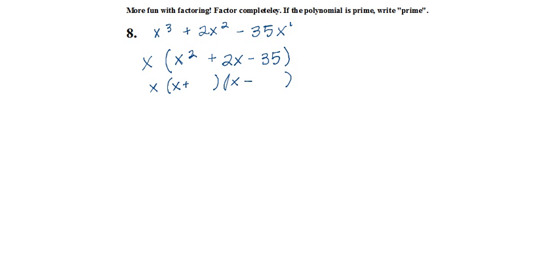We have to decide which one's negative and then add to be a positive 2x. So that means I'm going to need my 7 to be positive, right? So that whenever I add 7 and 5, or in this case, positive 7x and negative 5x for my inside and outside terms, I would get that positive 2x. Okay, so there's our answer, and we're done.